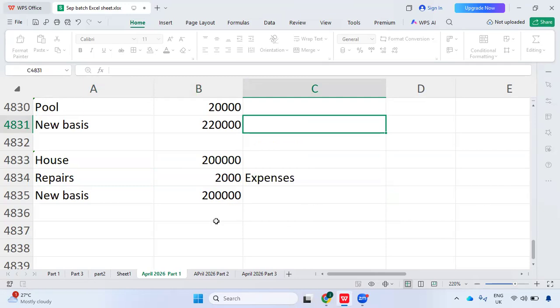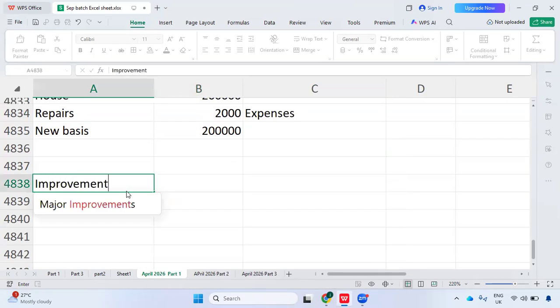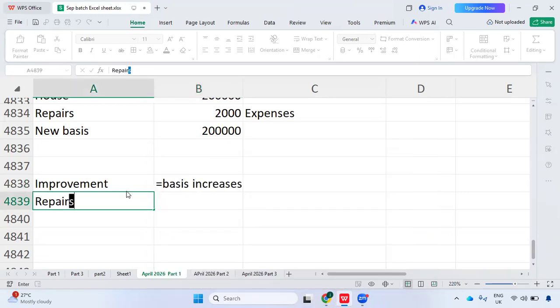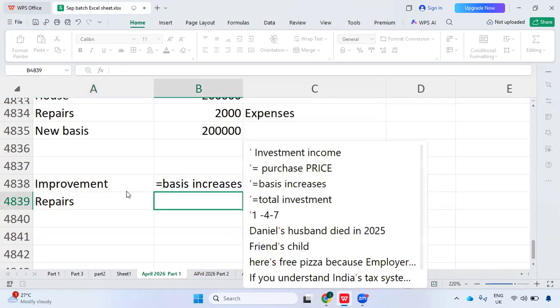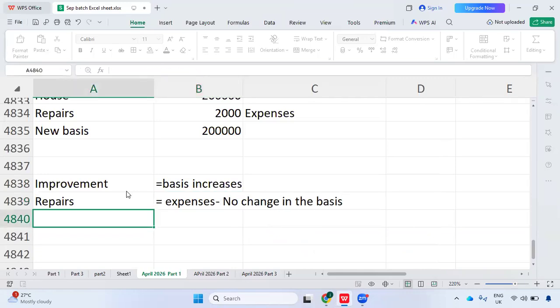So two things we need to remember. One thing is improvement. So improvement cases, what is the treatment? Improvement cases, basis increases. And repair cases, basis remains the same. They are expenses, so no change in the basis. So simply we will claim them as expenses.